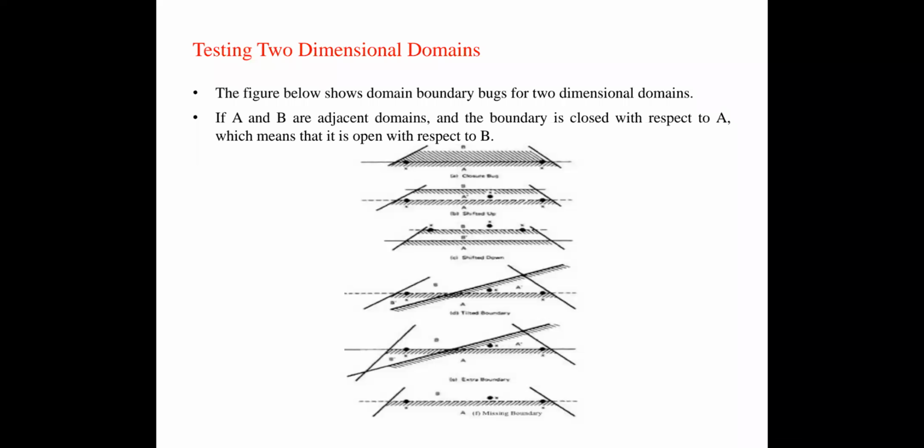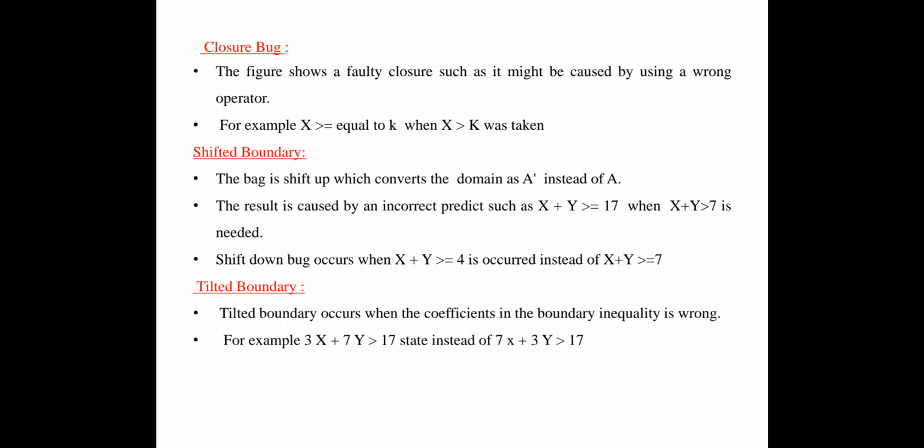So these are the different bugs that arise on one-dimensional and two-dimensional domains. This is about domain testing. These are the errors that occur when you perform testing on one-dimensional and two-dimensional domains: closure bugs, open closure or closed closure. Next, the boundaries will be shifted. Next is tilted boundary. Next, an extra boundary is created or a boundary is missed. These are the different bugs that arise when you perform domain testing.